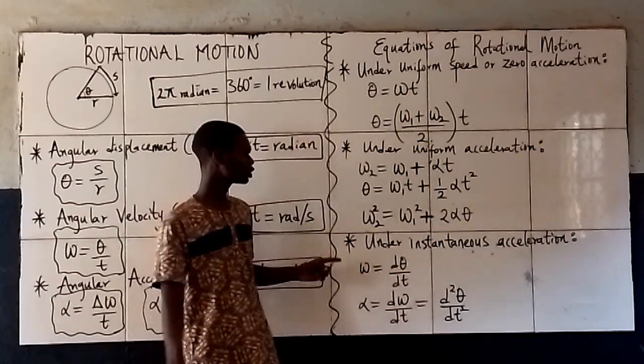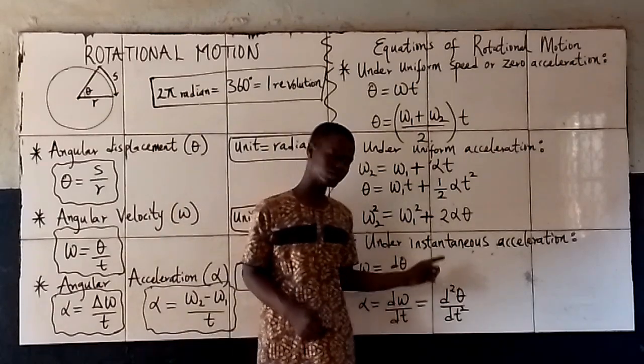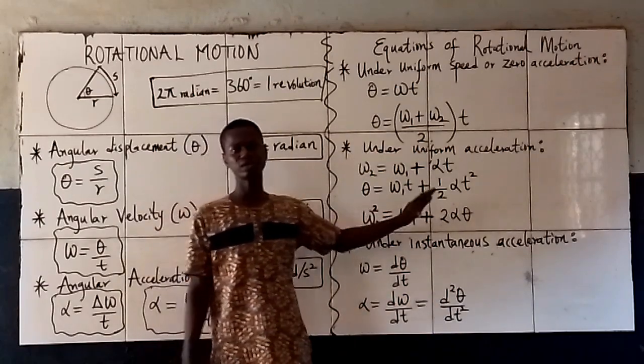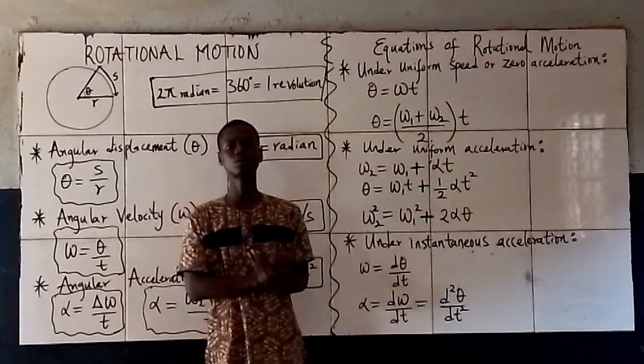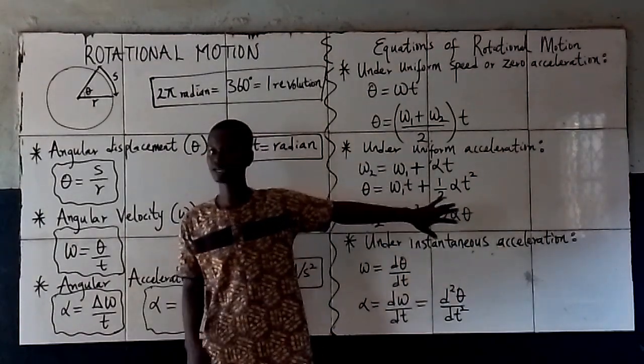Now the third equation of rotational motion will be W2 squared equals W1 squared plus 2 alpha theta. So take note of this formula. There are some questions you'll be given under rotational motion that will simply require you to make use of them. So keep them at the back of your mind.